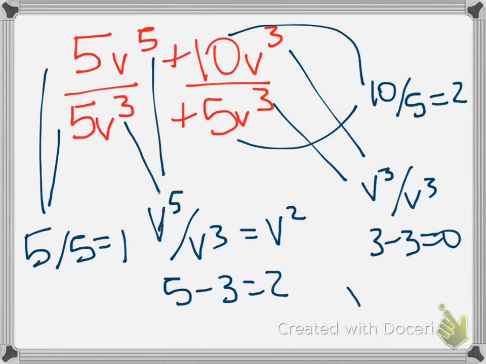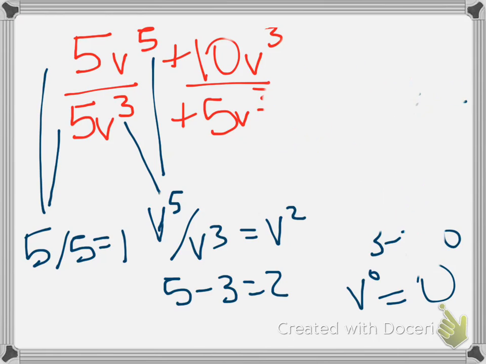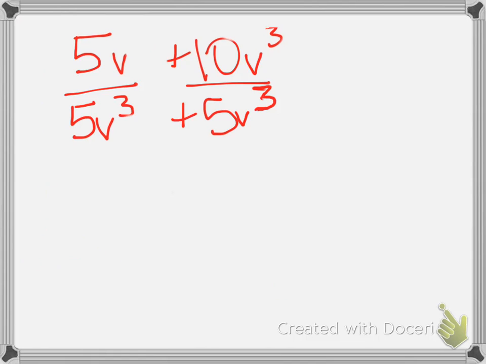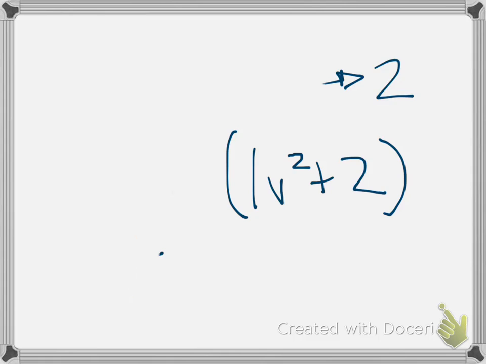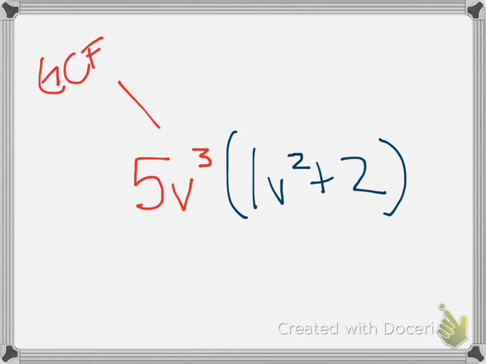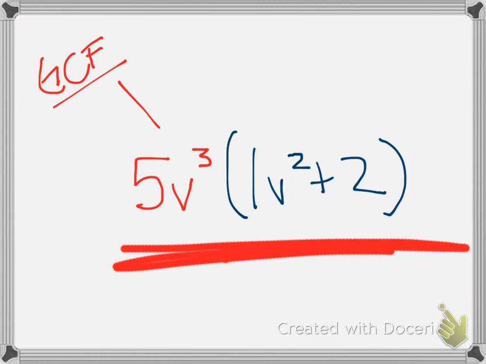Next we do the same with 10 over 5. We subtract the exponents of the v's, and we get 0. So it will be v to the 0, so there will be no v at all. And 10 over 5 equals 2. So it would just be a 2. So finally we have 1v to the 2nd power plus 2. We put that in parentheses and put the GCF on the outside. So that would be your final answer.